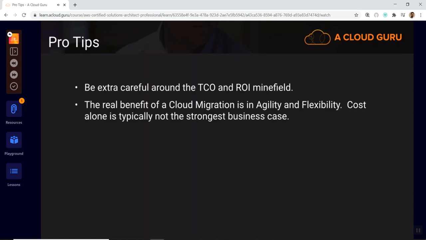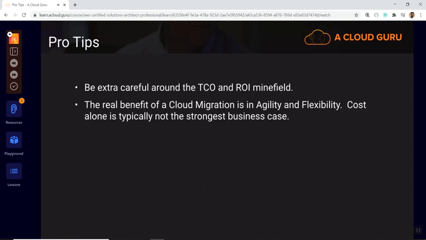The real benefit of a cloud migration is in agility and flexibility, and cost savings really is typically not the strongest part of the business case. And so don't focus on cost as the sole reason for cloud migration, because you're most likely going to get bit. When you first go to the cloud, your costs are going to rise because it's something different. It's more complex. It's unusual. Plenty of people will look at that and say, aha, I told you so. The cloud doesn't save any money.